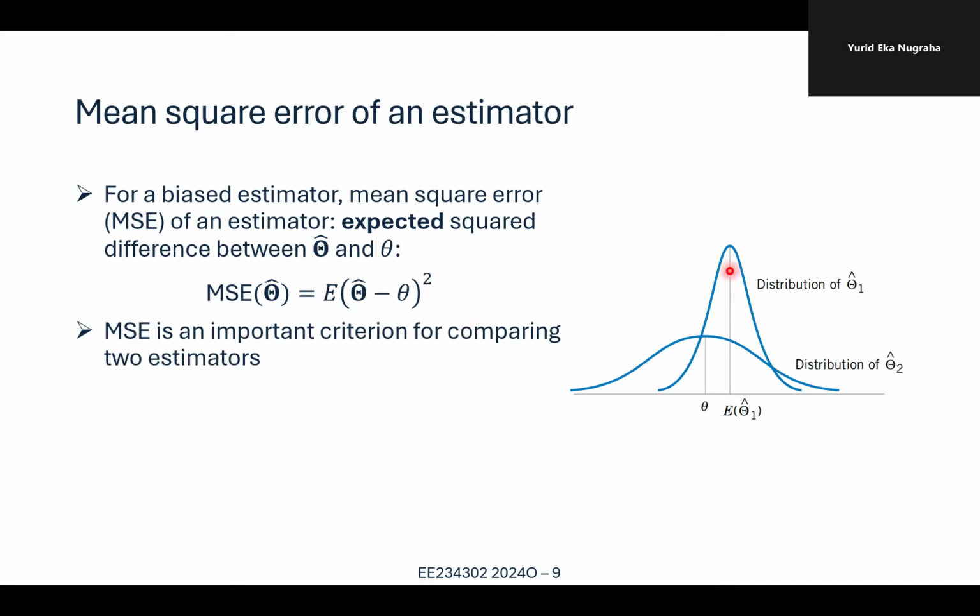For example, these are two estimators, with the expected value of theta hat being here, the peak, and the real theta being this. So it's indicating that there is a difference, right? The variance difference, and of course the value difference, the bias, between theta hat 1 and theta hat 2. So it's more like that.